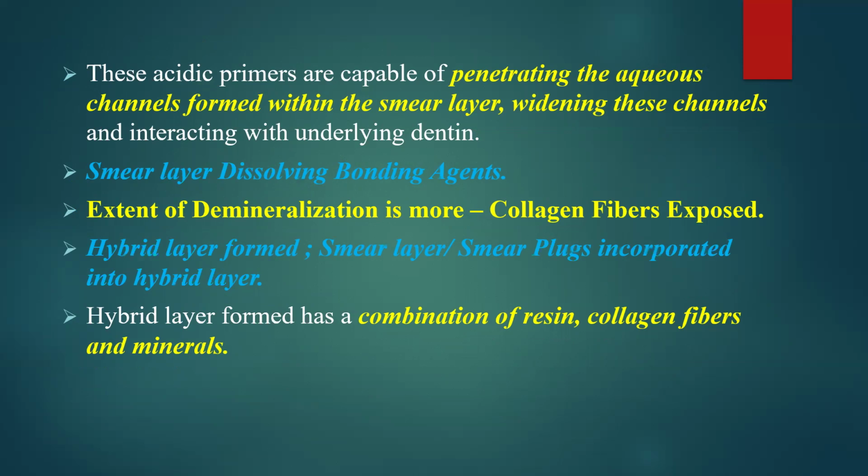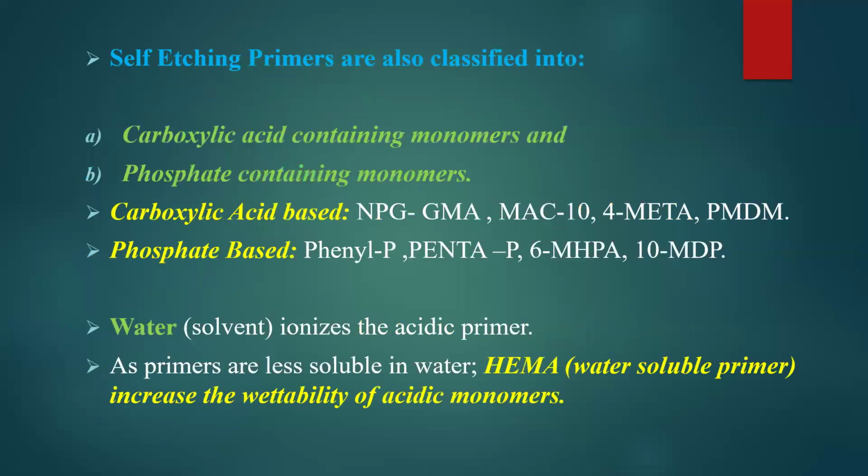The external demineralization is smooth, and collagen fibers could be exposed. A hybrid layer is formed, with smear layer or smear plug incorporated into the hybrid layer. The hybrid layer formed has a combination of resin, collagen fibers and minerals. Self-etching primers are also classified into carboxylic acid containing monomers and phosphate containing monomers. The carboxylic acid based monomers include NPG-GMA, MAC-10, 4-META, PMDM, and the phosphate based include phenyl P, PENTA, 6-MHPA, and 10-MDP. The water as a solvent ionizes the acidic primer.